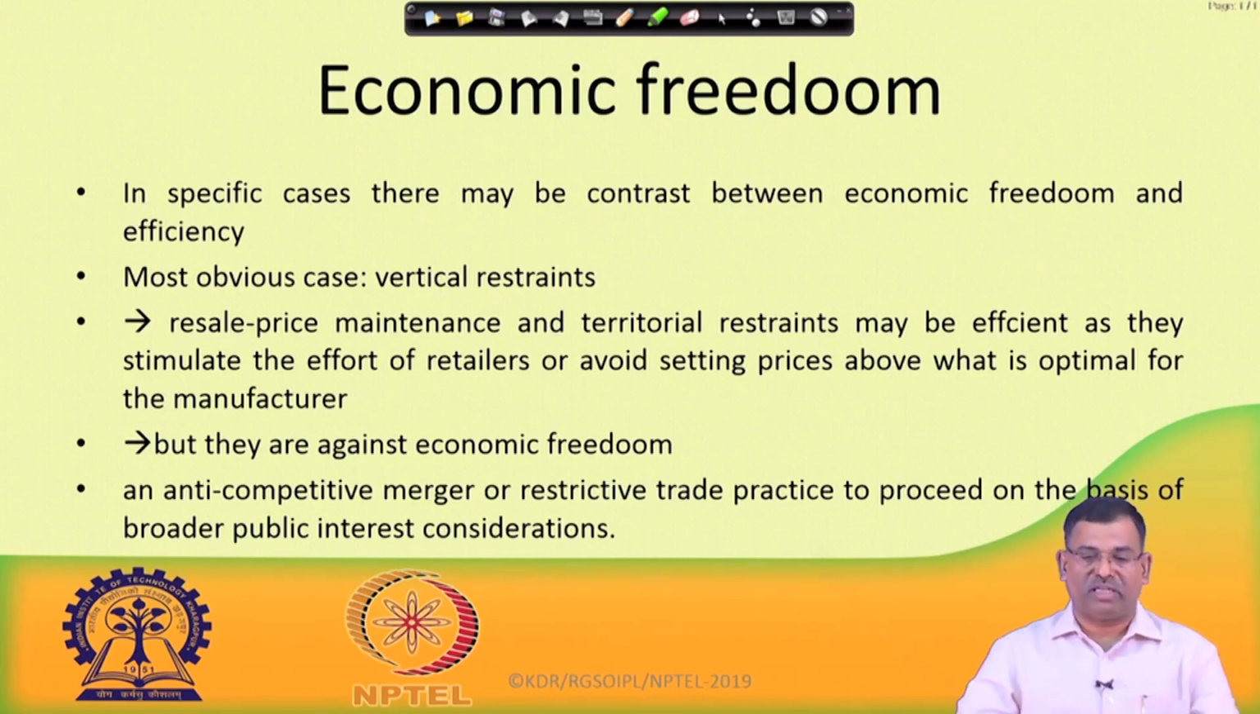So, when we talk about economic freedom, there may be a contrast between economic freedom and efficiency. The economic freedom which leads to economic efficiency, and the allocation of resources will decide the efficiency. If there is a disparity in this allocation of resources or economic efficiency, the firms go for different kinds of practices. It can be vertical restraints or horizontal restraints. For example, resale price maintenance is actually prohibited under the competition laws.